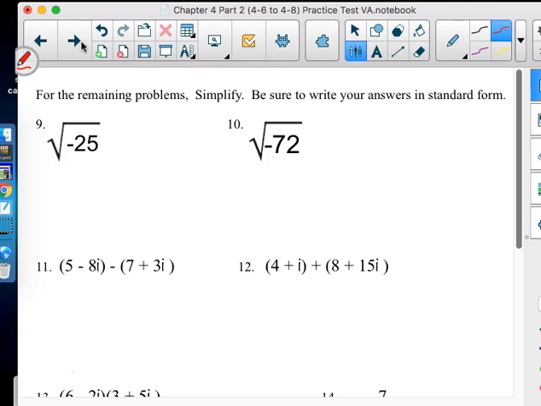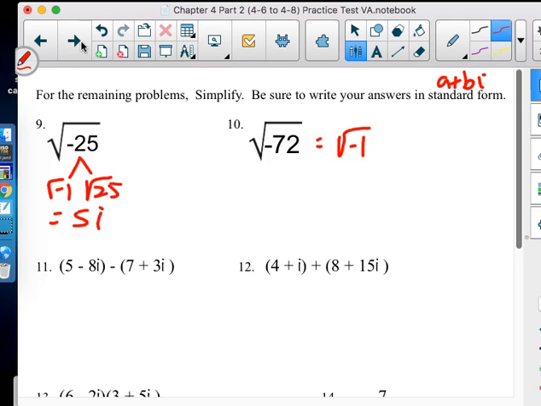Okay. Find the remaining problems, simplify, and like it says, be sure to write your answers in standard form. So when I read this, I remember it's got to be real part plus some number and then an i to be in standard form. Square root of negative 25. You already done with that one? Square root of negative 1, square root of 25, 5i.